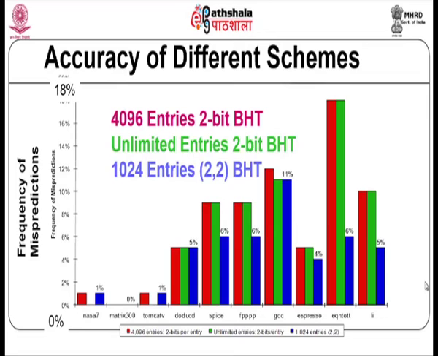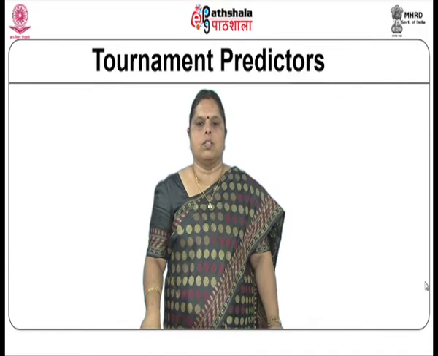This gives you some performance graphs indicating the accuracy of the different schemes. One is a 4K entry 2-bit BHT. The second is a 2-bit branch history table with unlimited entries. The third is only a 1K entry, but it is a (2,2) global predictor. You find that the misprediction frequencies have obviously come down; it is at least the same for some of the cases, but it has come down for most of the benchmark results.